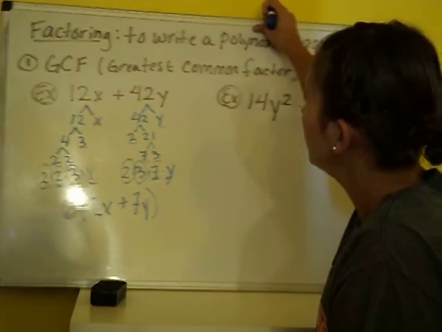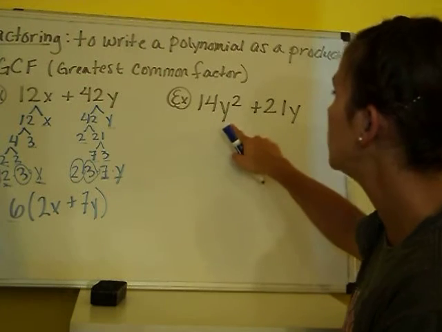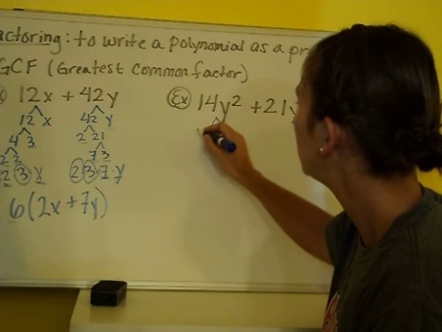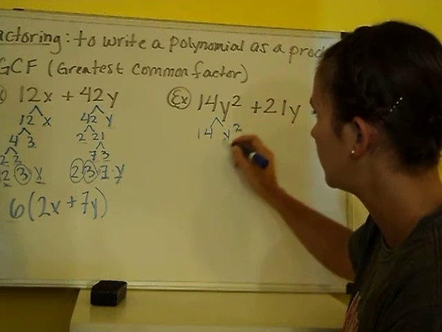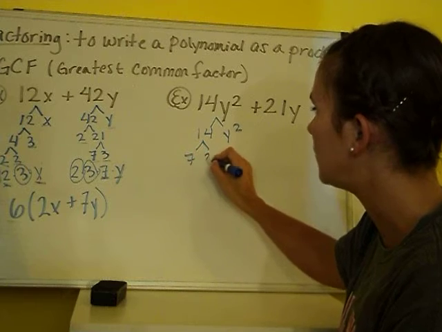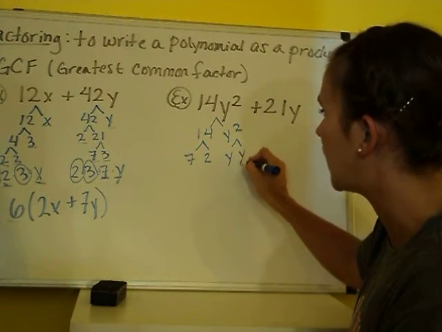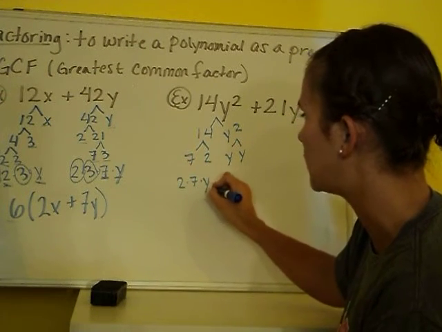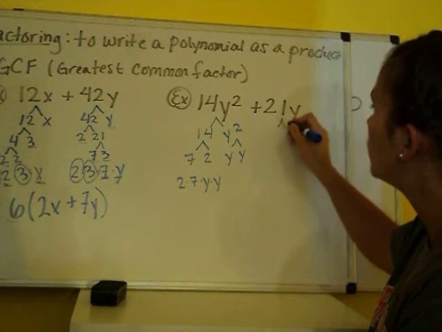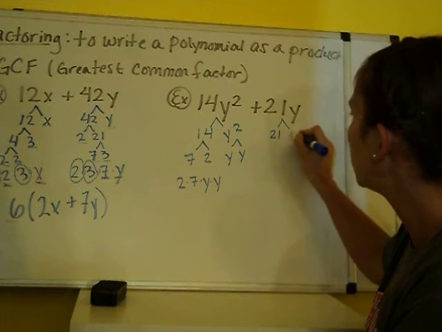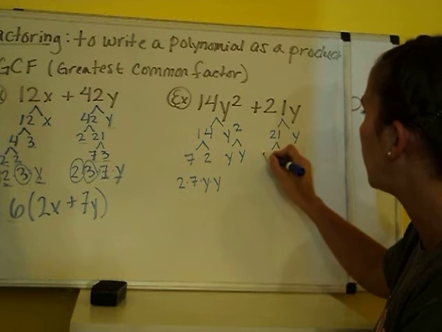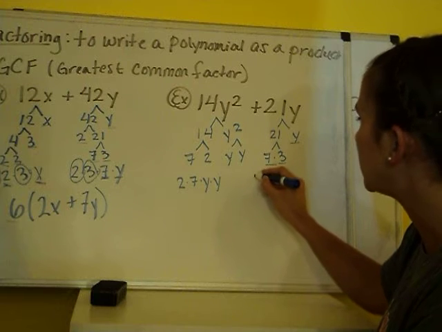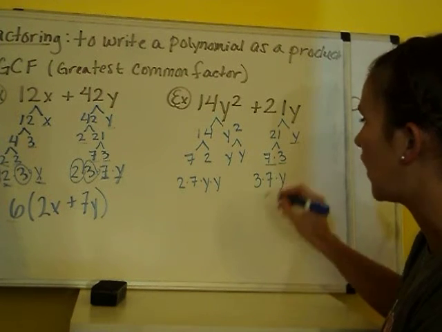Okay? Over here, we have 14y squared plus 21y. Okay, so 14y squared is 14 times y squared. 14 is 7 times 2. Y squared is y times y. So 14y squared we can write as 2 times 7 times y times y. 21y is 21 times y, and 21 is 7 times 3. So 21y written as factors is 3 times 7 times y.